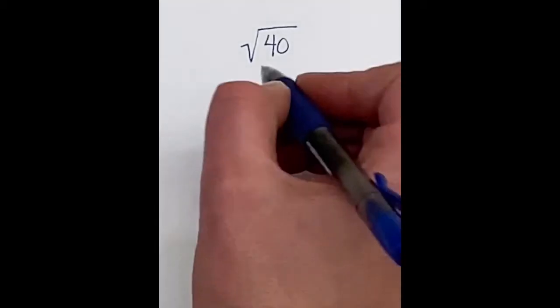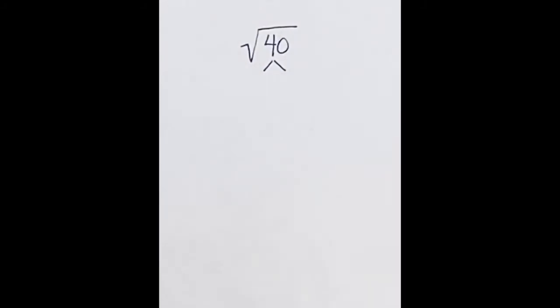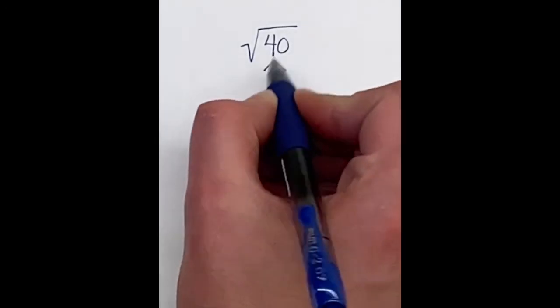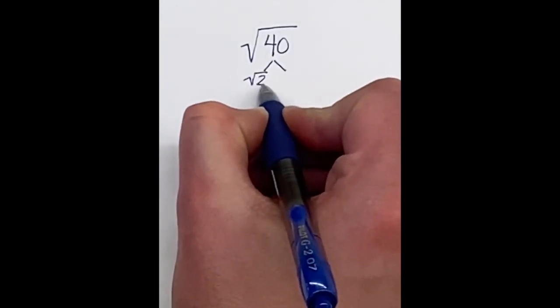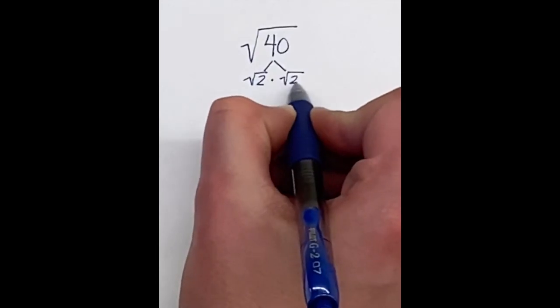For the next example, we're going to look at radical 40. Just like when we did radical 50, we are going to look for numbers that we can multiply together to get the answer of 40. So if you look at 40, and maybe you're not quite sure what goes into 40, but you know a 2 goes into 40, you could break radical 40 up into radical 2 times radical 20.